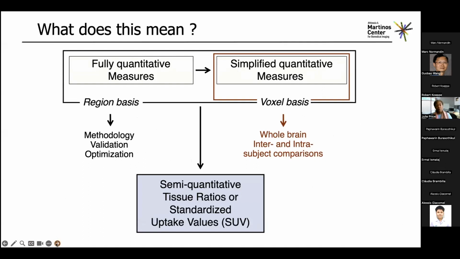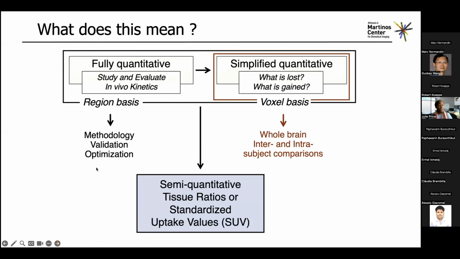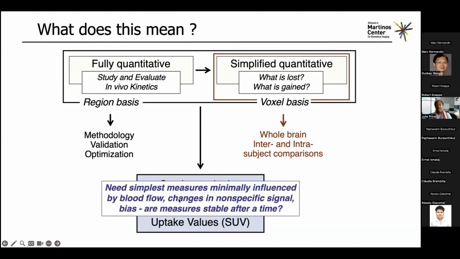But the overall goal being to study and evaluate the in vivo kinetics, determine what is lost and what is gained in the simplification. And then we really need the simplest measure, minimally influenced by blood flow changes, nonspecific binding and bias. Is it stable over time?